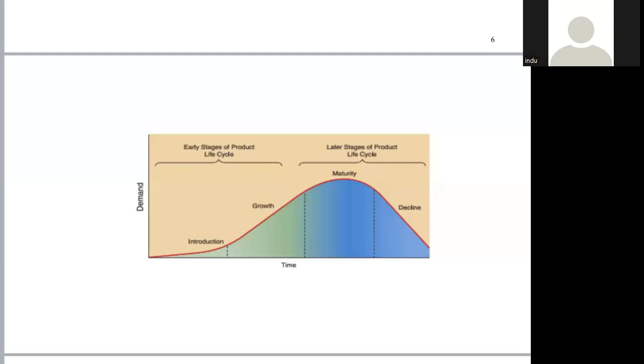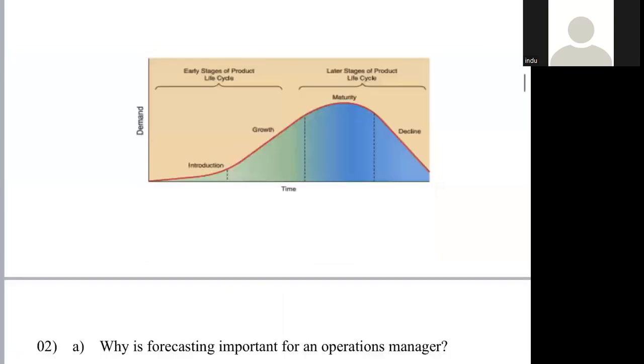So in addition to this, when you answer in this section, it is better you take a particular product and explain how its life cycle goes. Okay? And next, we can move to section number 2 in this same paper.